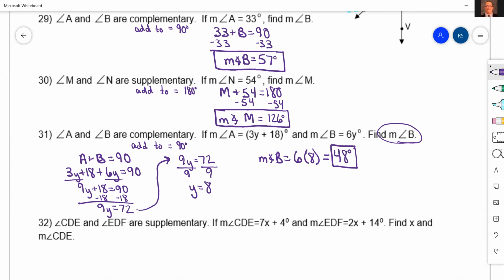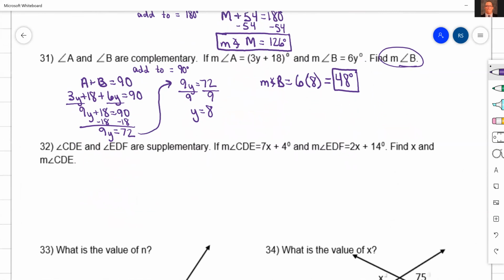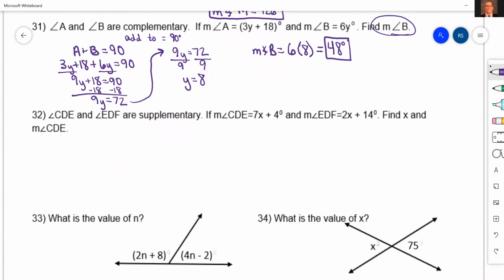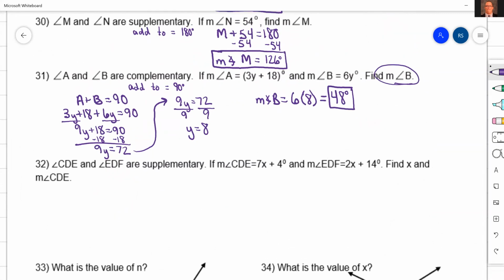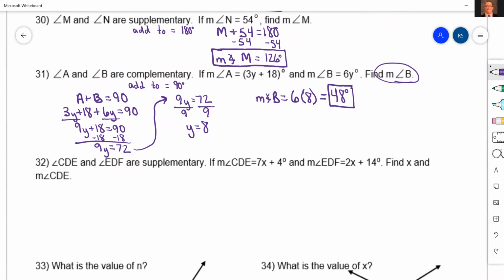Now let's look at 32. 32 says that CDE and EDF are supplementary. What does supplementary mean? They add to equal 180. So let's just stop there and write what that means. That means CDE plus EDF equals 180.